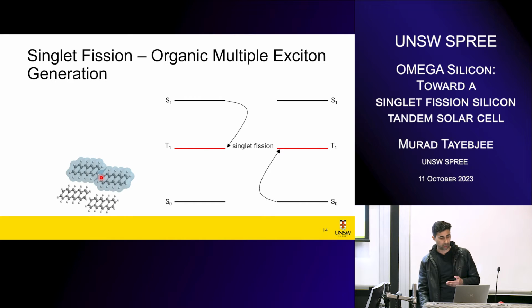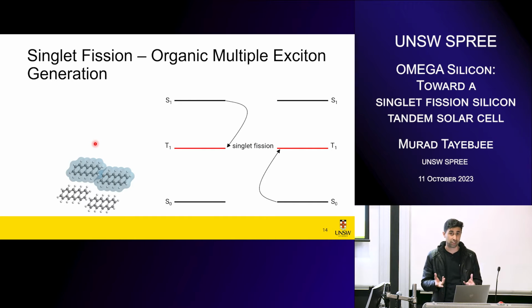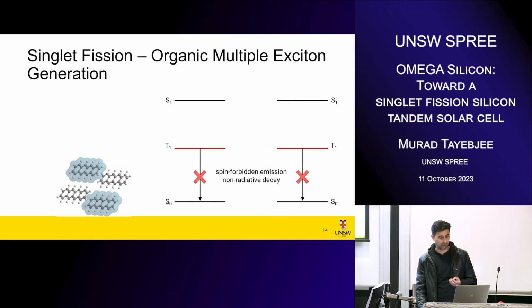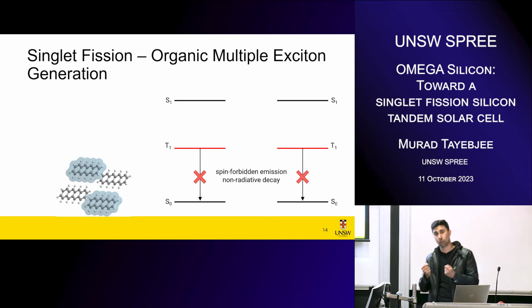Now notice that the triplet energy is lower than the singlet energy. There's nothing magic about singlet fission, all right? You still have to conserve energy. But what you've done is you've created two electron hole pairs from a single absorbed photon. And if you can get these triplets to move apart from each other, well then it's a spin forbidden process to get back down to the ground state. So now you have two long-lived excitons from a single absorbed photon.